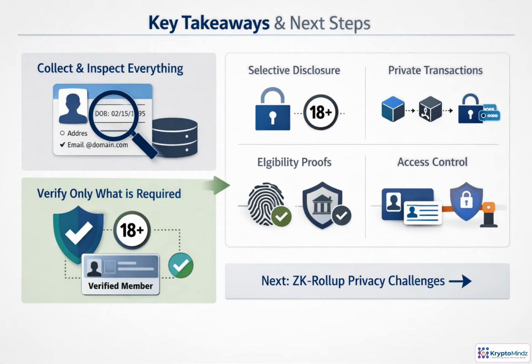The core privacy lesson is simple. Do not collect and inspect everything. Use ZK to verify only the fact the verifier needs. Selective disclosure, commitments, nullifiers, and encryption make that possible across identity, compliance, finance, and access control. Next, we'll see why ZK rollups still need explicit privacy design.